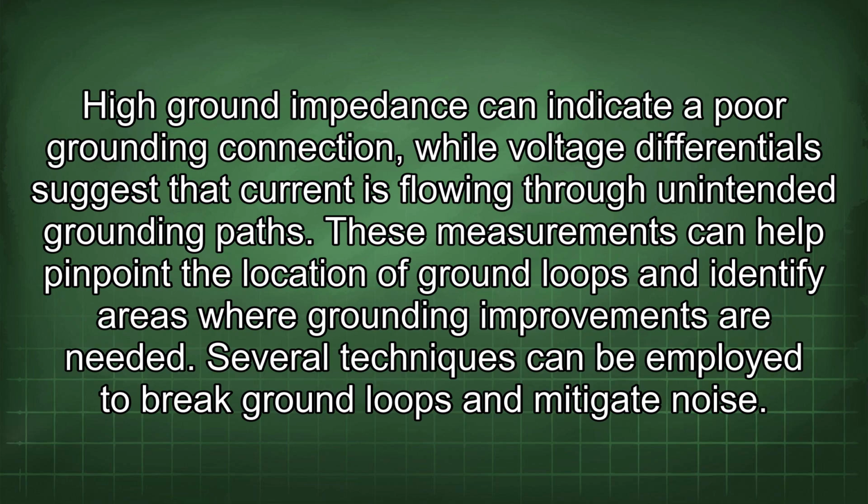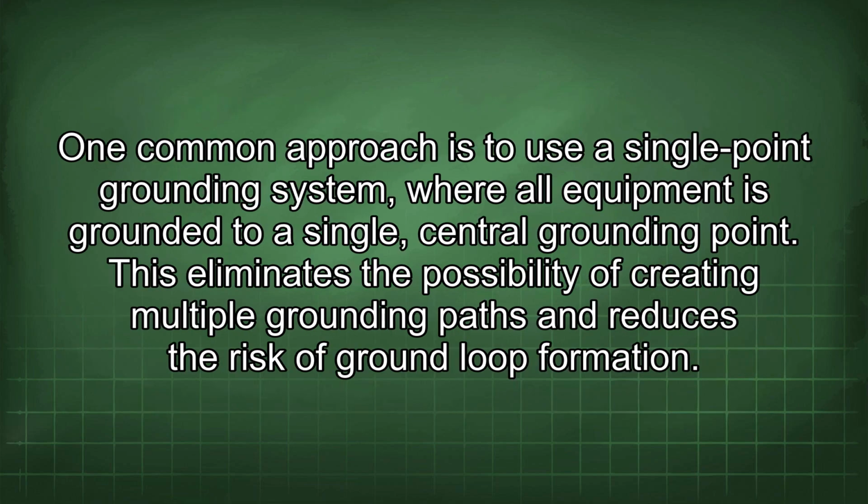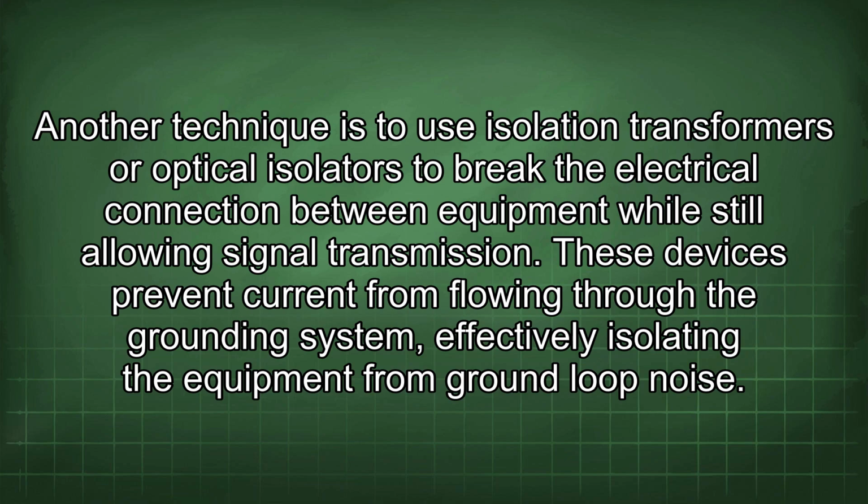Several techniques can be employed to break ground loops and mitigate noise. One common approach is to use a single-point grounding system where all equipment is grounded to a single, central grounding point. This eliminates the possibility of creating multiple grounding paths and reduces the risk of ground loop formation. Another technique is to use isolation transformers or optical isolators to break the electrical connection between equipment while still allowing signal transmission. These devices prevent current from flowing through the grounding system, effectively isolating the equipment from ground loop noise.